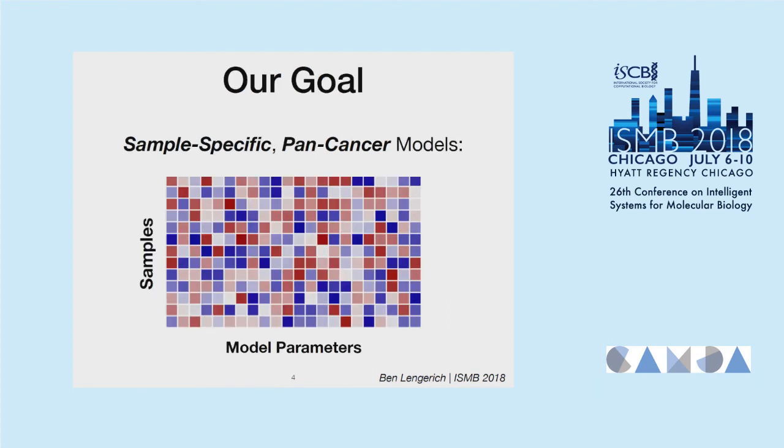So graphically, our goal is going to look something like this. And that is a sample-specific pan-cancer model matrix. Each row in this matrix corresponds to the model for one patient. The entries are model parameters. So you see that each sample has a different model parameter, and there's not necessarily any mixture model that defines the contribution to the different rows.